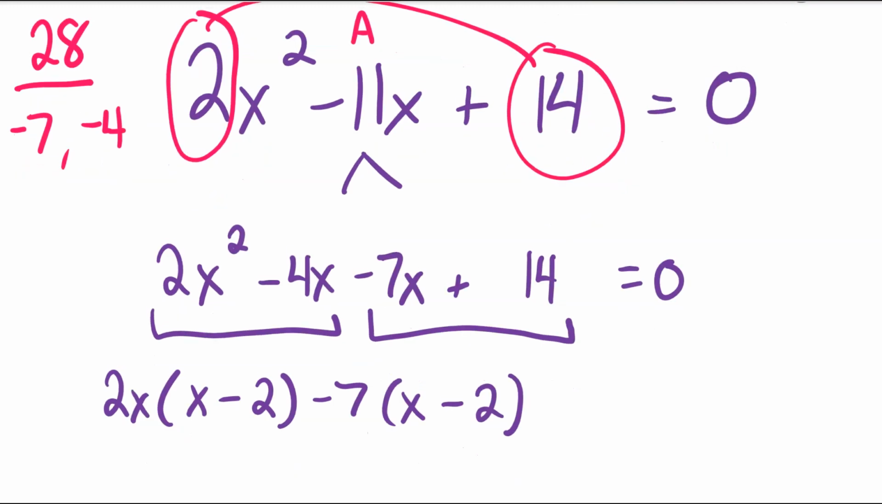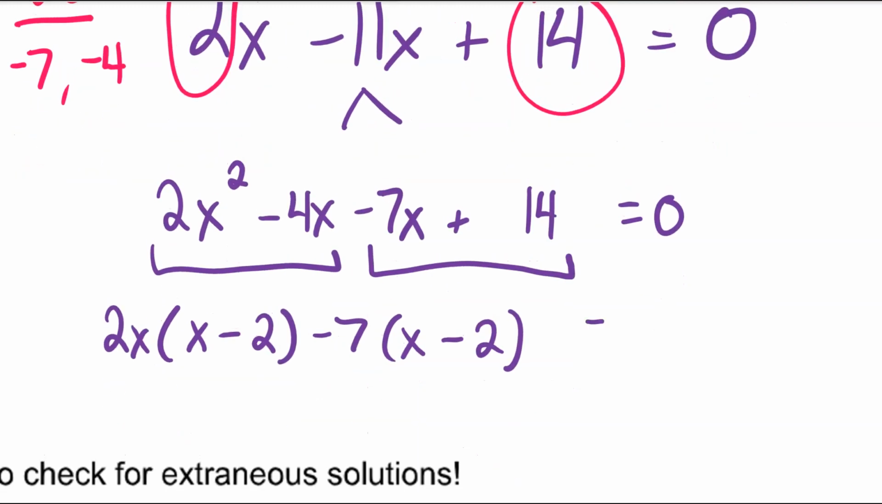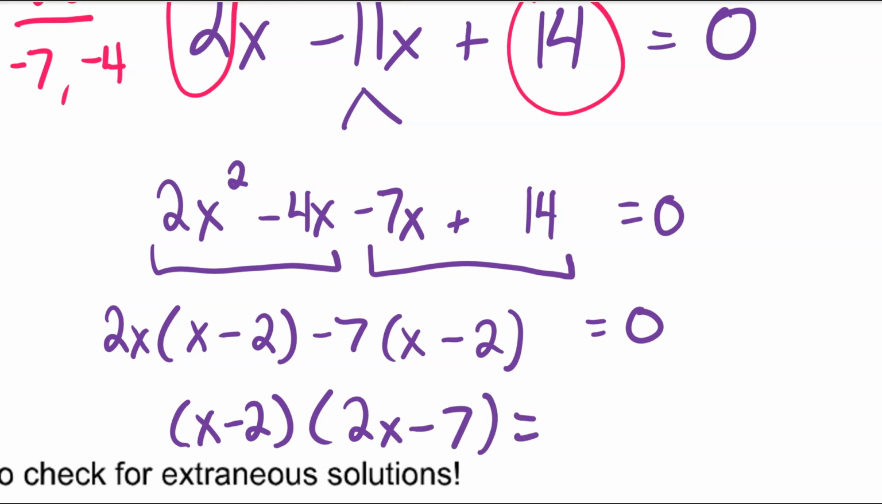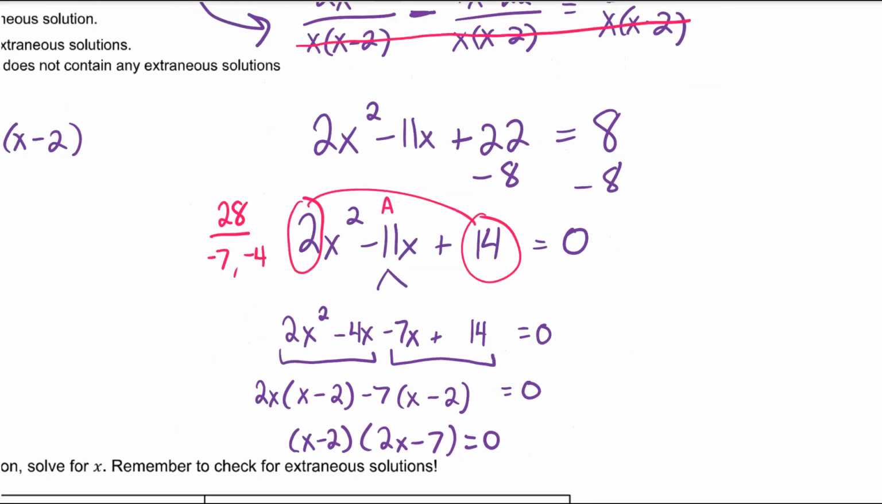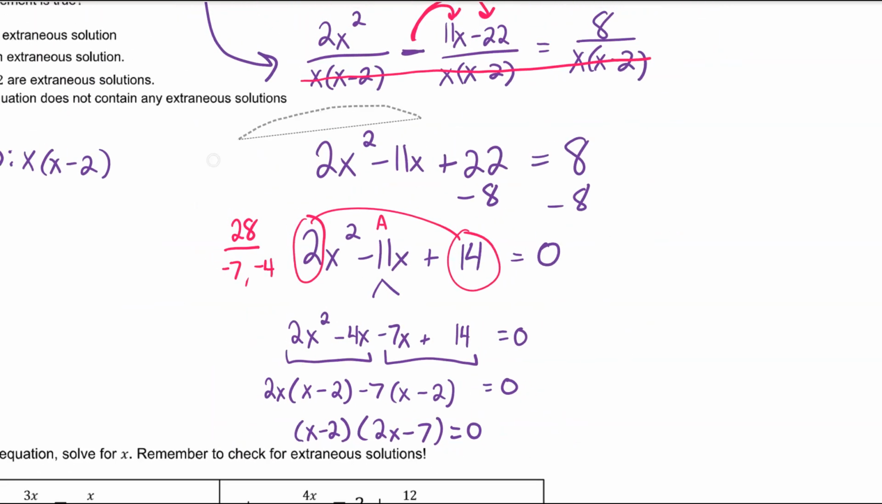Again, you want to pull out something so that your sets of parentheses match in both cases. Now, I could pull out an x minus 2 from both of these, and I'm left with x minus 2 times 2x minus 7 equals 0. So I'm going to give myself just a little bit more room here.